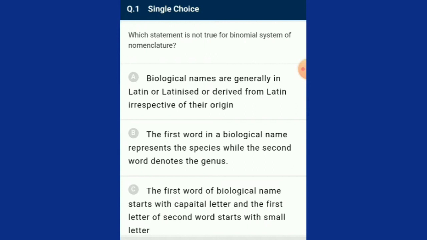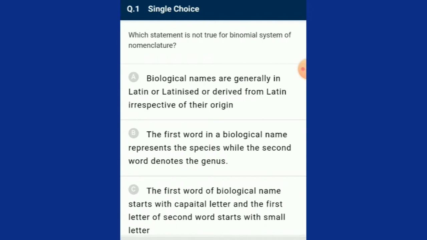Let us continue the question and answer with detailed solutions. Question number 1. Which statement is not true for binomial system of nomenclature? Binomial nomenclature, or two naming system, or binary nomenclature, is a formal way of naming the organisms and is given by Carolus Linnaeus. Here the first word represents the genus while the second word denotes the species name.